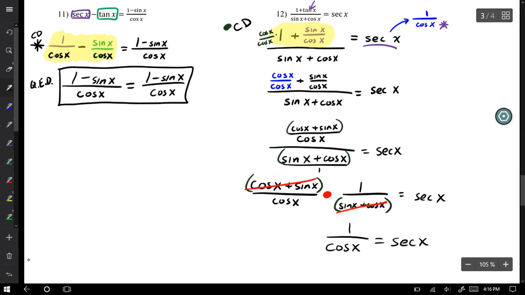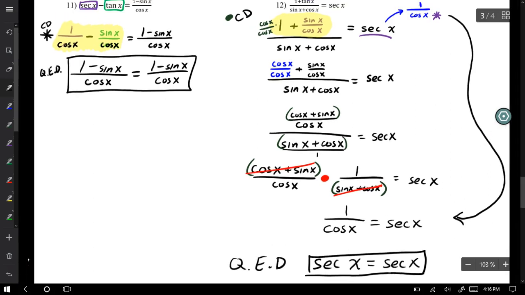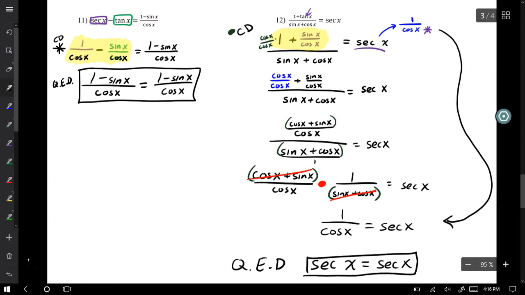And if I were to zoom out and take a look, that is exactly what I said should happen. In order to get secant of x, I better first get my 1 over cosine of x. And I did. So I better write secant of x equals secant of x. QED has been proven.